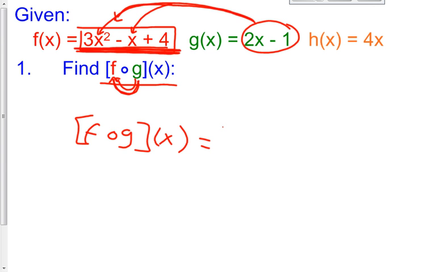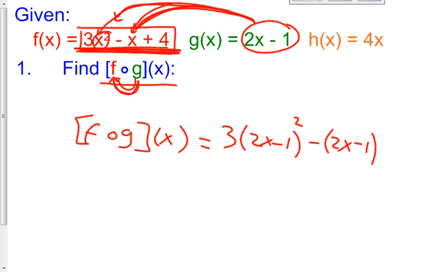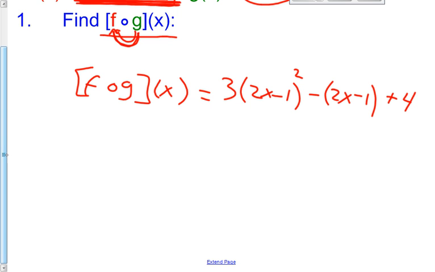So we have 3 times the quantity, x squared. And what is x? x is 2x minus 1. That quantity squared. Minus x, which x is now 2x minus 1. So minus the quantity 2x minus 1. And then we have our positive 4. And now, class, all we do is simplify the right side, and we are done.